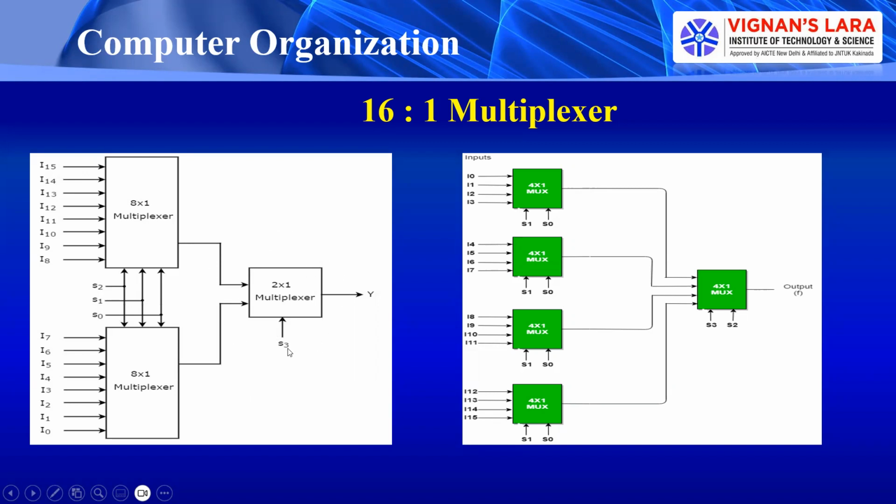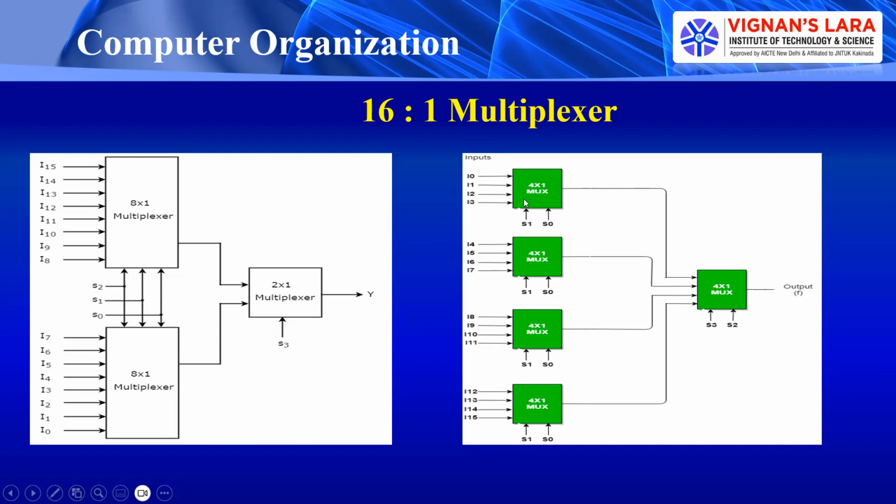The 2 by 1 mux has the selection line S3. S3 is 0 for all these 8 inputs, and S3 is 1 for all these other 8 inputs. So based on the S3 value, if S3 is 0, I will select the output of this mux. If S3 is equal to 1, I will select the output of this mux. Like that, the output is selected from the inputs I0 to I15. The same 16 by 1 mux can also be realized by using 4 by 1 multiplexers.